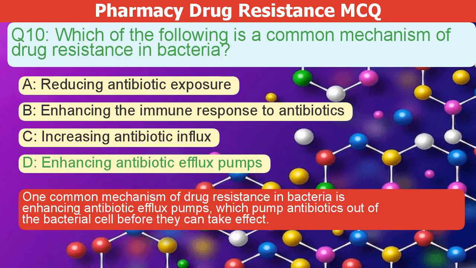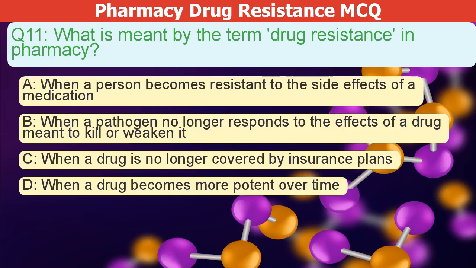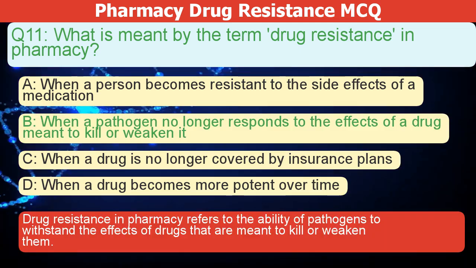One common mechanism of drug resistance in bacteria is enhancing antibiotic efflux pumps, which pump antibiotics out of the bacterial cell before they can take effect. What is meant by the term drug resistance in pharmacy? A. When a person becomes resistant to the side effects of a medication. B. When a pathogen no longer responds to the effects of a drug meant to kill or weaken it. C. When a drug is no longer covered by insurance plans. D. When a drug becomes more potent over time. The correct answer is B.